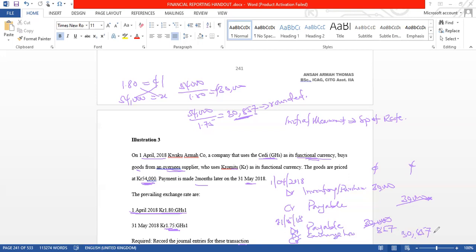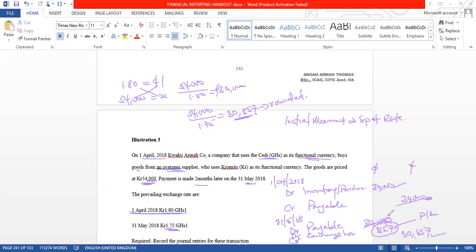So this one will go to your SOFP. This one too is in your SOFP. And this will be seated in your P&L. So that is how this concept works. I think it is so easy that you can take your time and go through it.